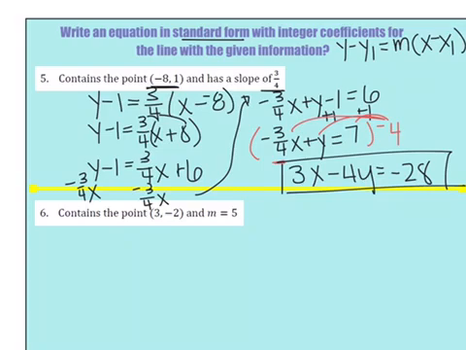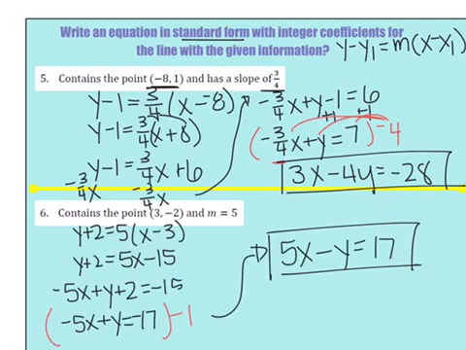Go ahead, try number 6 on your own, following the same kind of example we just did. Pause the video, come back, and check your answer. So I end up getting 5x minus y equals 17. If you didn't get that answer, please stop the video, come over and talk to me, or ask a peer for some help.